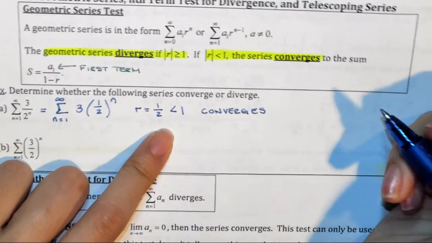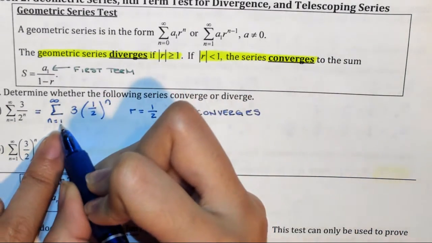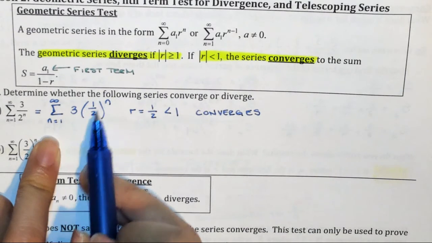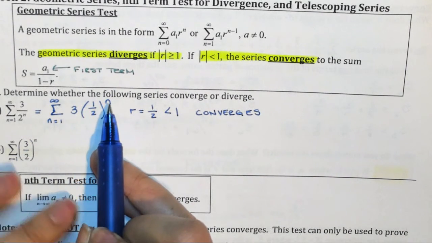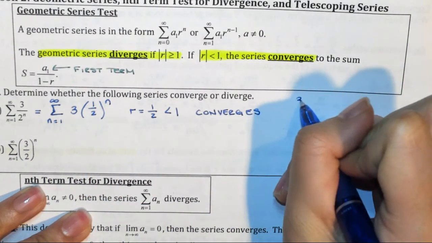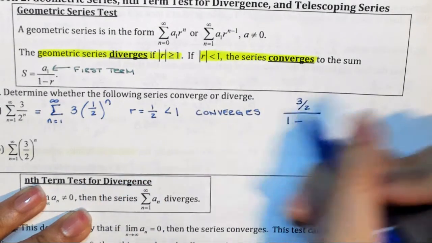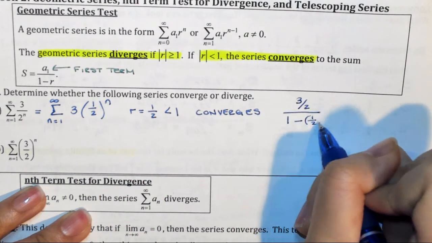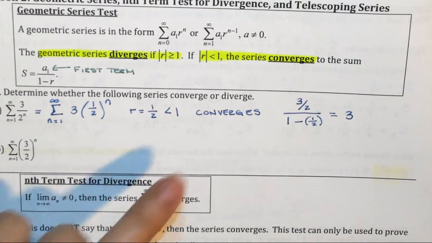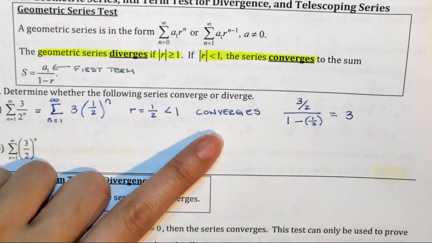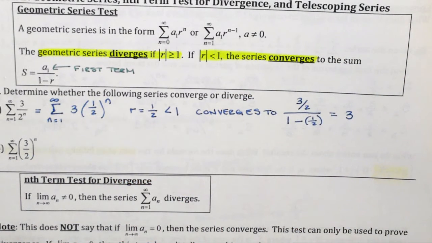And we can actually figure out what it converges to. So we take 1 and we plug it into this function. So 3 times 1/2 to the first power is 3/2 over 1 minus, our common ratio is 1/2. So we get 3. Okay? So this series will converge to 3. The series converges to 3.